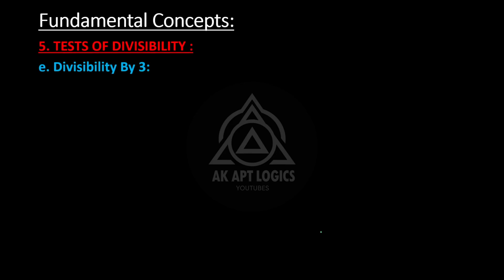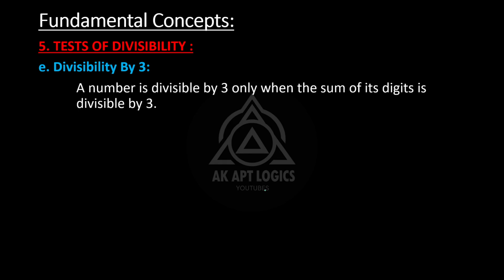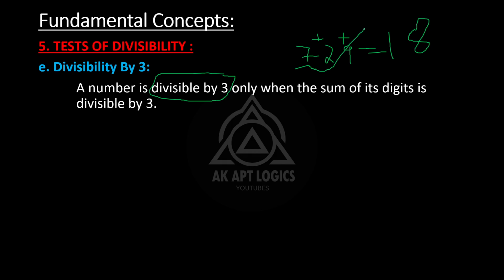So let's discuss the divisibility rule for 3. A number is divisible by 3 only when the sum of its digits is divisible by 3. For example, 729, which is a three digit number. We are going to add all these digits. 7 plus 2 will be 9, 9 plus 9 will be 18. Is 18 divisible by 3 or not? Yes, which means this particular number 729 is also divisible by 3. That's the meaning of this statement.